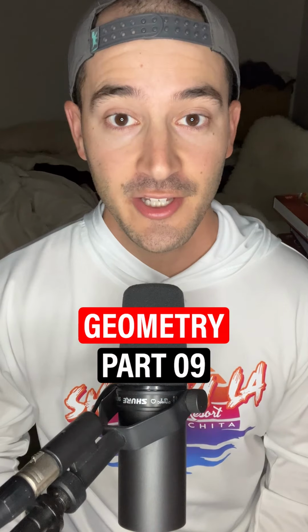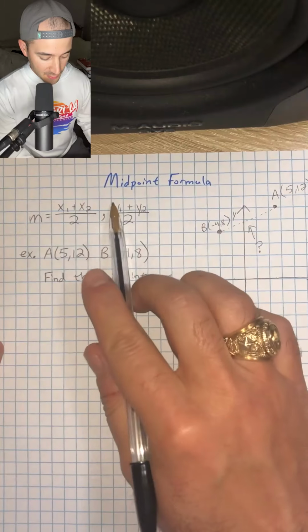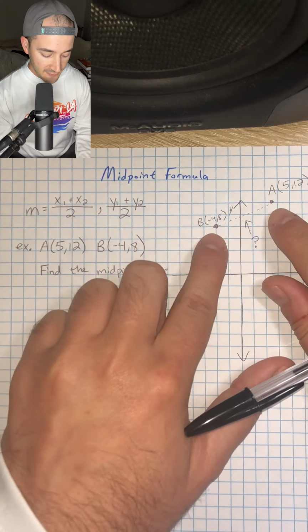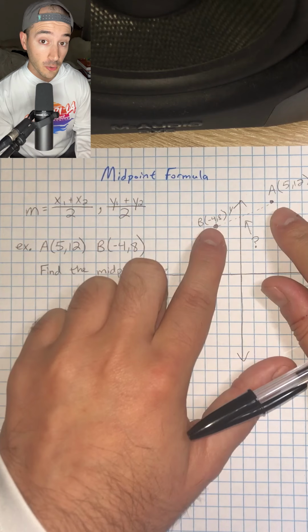This is everything you need to know for geometry, part 9. So we're talking about the midpoint formula today. And basically the midpoint formula just tells us how to find exactly halfway between 2 points on a coordinate grid, okay?